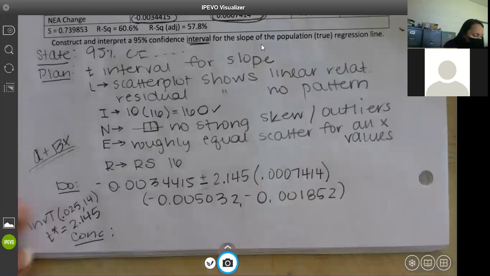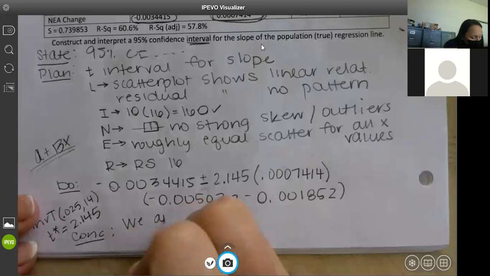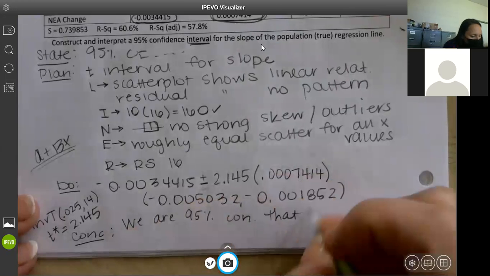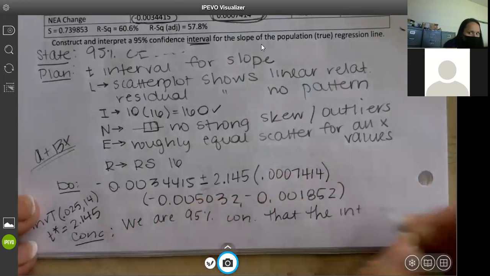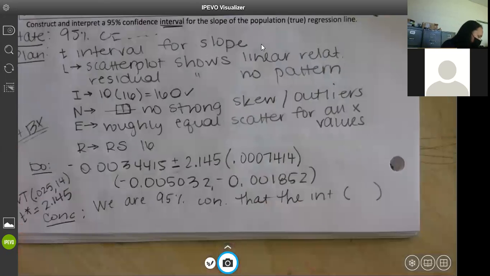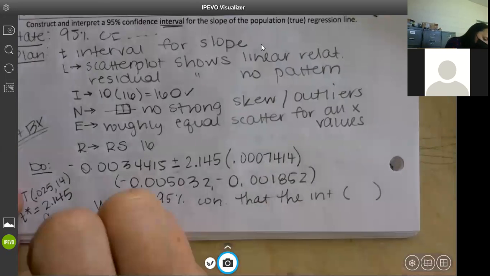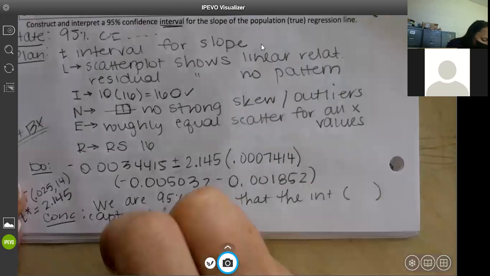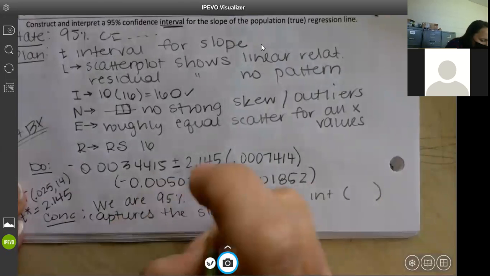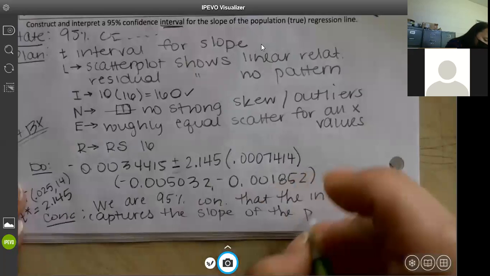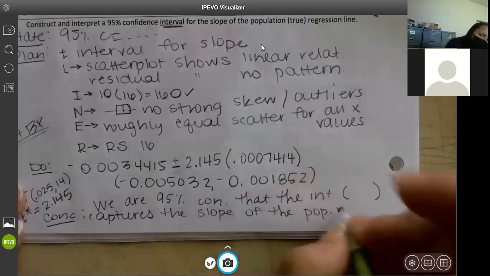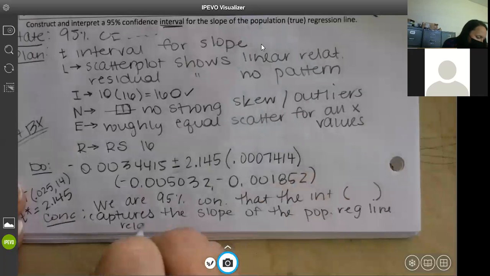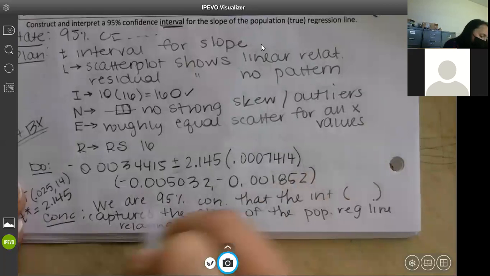And then our conclusion: we are 95% confident that the interval, and make sure that you write that interval down, captures the slope of the population regression line relating fat gain to change in NEA.